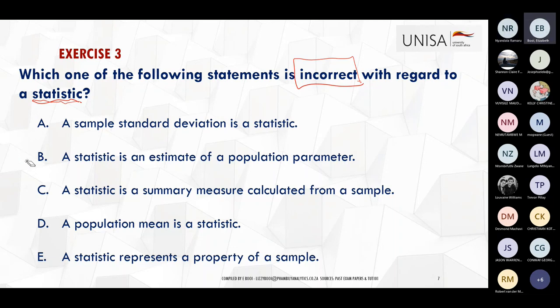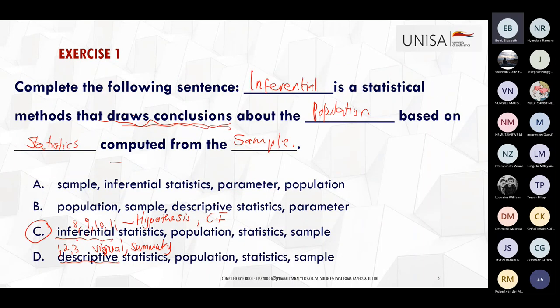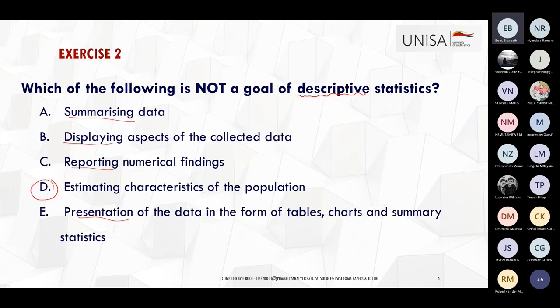Nope. Remember, we can use statistics to estimate the population parameter. So it's not B. I think it's D. It is D. Yes. All the other statements are correct about the statistic because a sample standard deviation is a statistic. Statistic is used to estimate the population. We just spoke about it right here in this question.